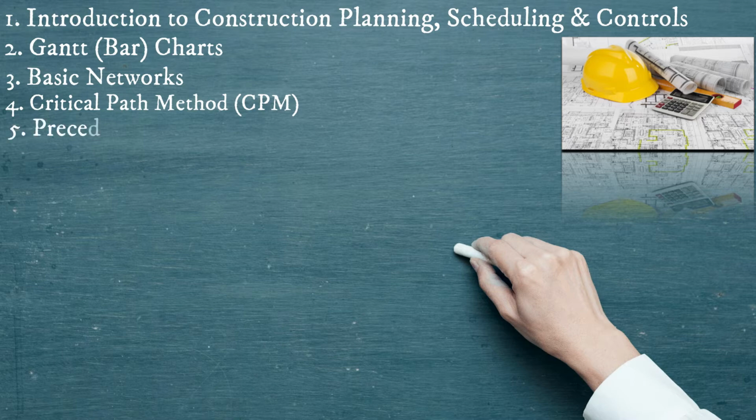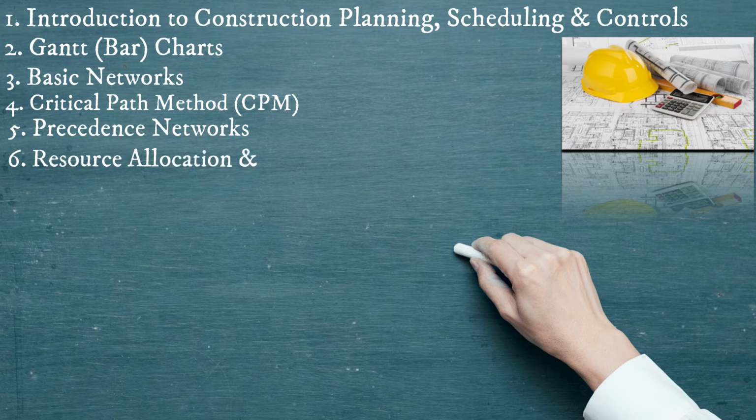Precedence networks. We'll discuss the types of relationships, the CPM calculations for precedence diagrams. Resource allocation. Here we'll discuss on the categories of resources. We'll further discuss on resource allocation and leveling and how we can manage materials.